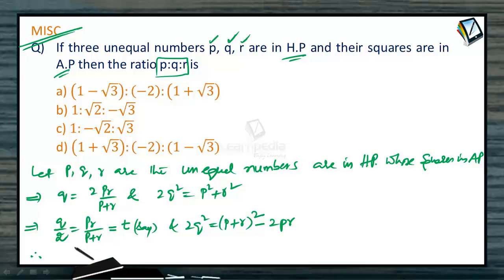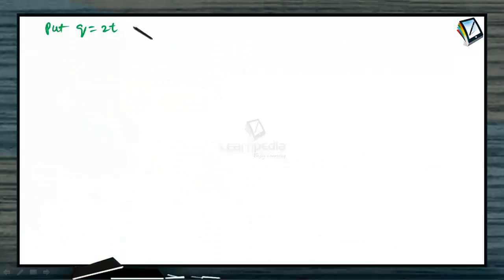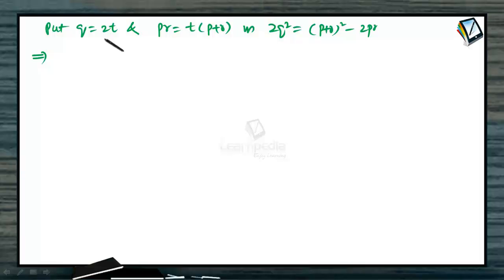So here q by 2 is equal to t, so q can be taken as 2t as one relation, and pr can be taken as t into p plus r as another relation, which we can substitute in 2q square is equal to p plus r square minus 2pr. Considering these two, put q equal to 2t and pr equal to t into p plus r. Then 2 into 2t whole square is equal to p plus r square minus, for pr, I substitute t into p plus r.